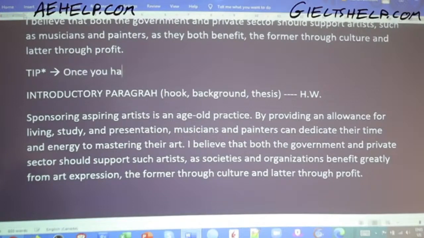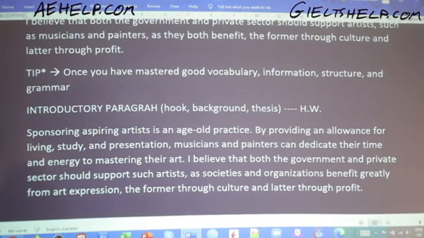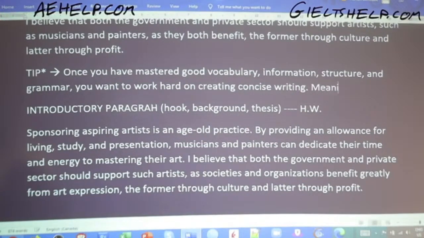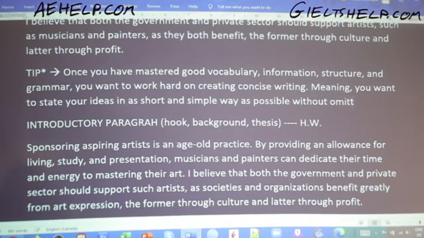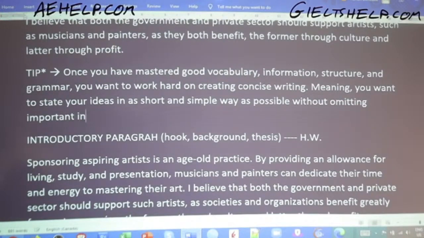Okay, so once you have mastered good vocabulary, information, structure, and grammar, you want to work hard on creating concise writing, meaning you want to state your ideas in as short and simple a way as possible without omitting important information or losing literary style. And that's challenging, okay?